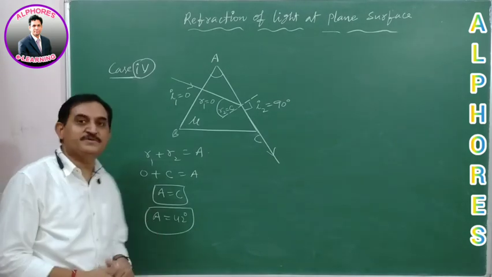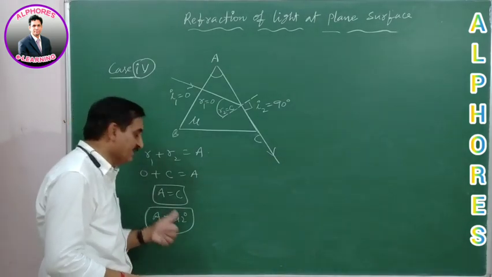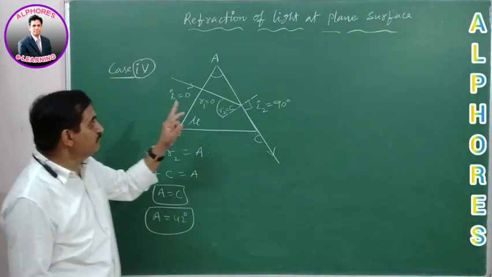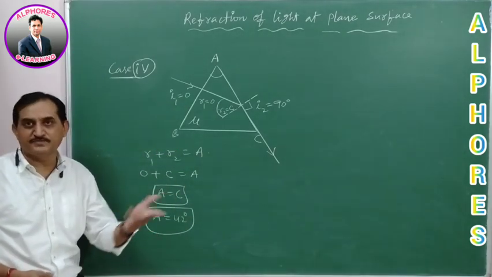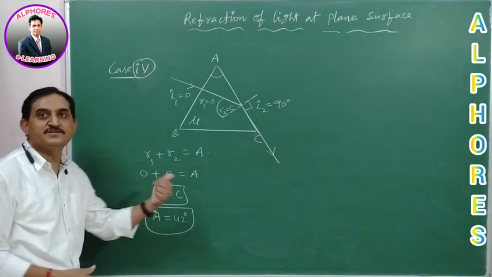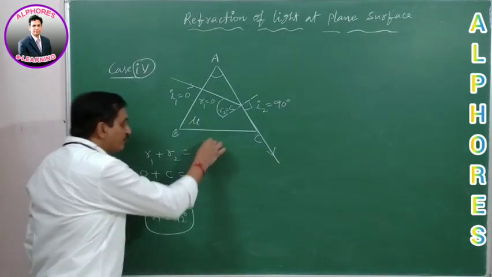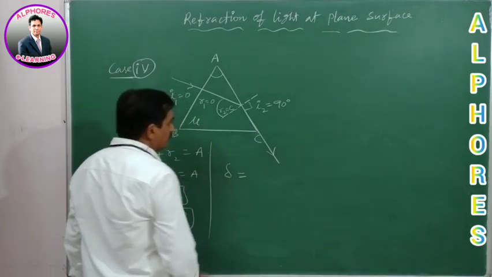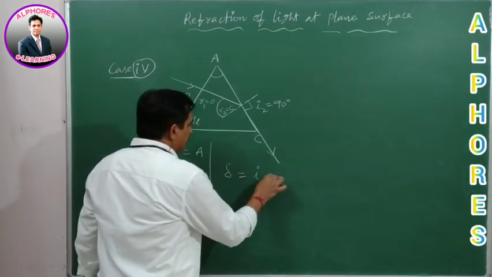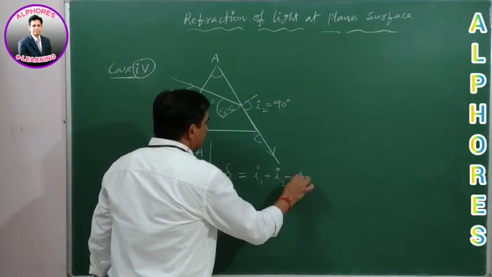Whenever the angle of prism is equal to the critical angle, that is 42 degrees if it is made of glass. If the material changes, the critical angle changes, that is a different issue. But the condition is equal to C. When we go for the deviation suffered by the light, deviation is equal to I1 plus I2 minus A.